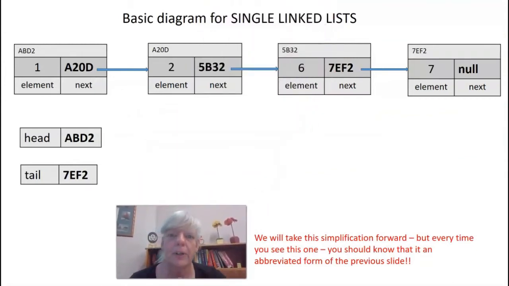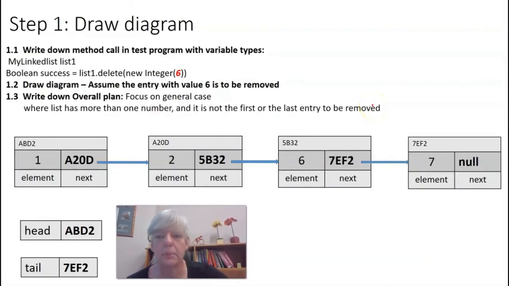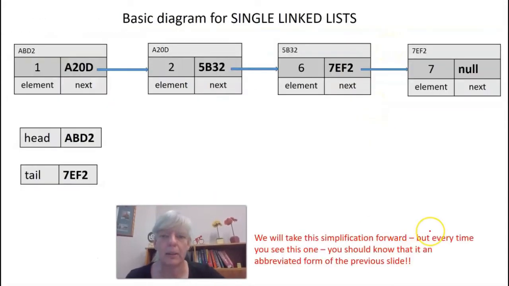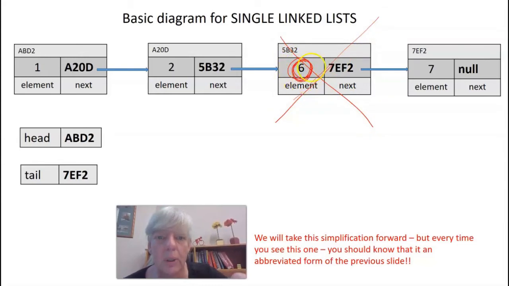Okay, let's move here. Now we are going to do it. Let's say I want to remove this element from the list. I want to remove it according to the value 6. I want to call delete, and I want to have in that a parameter 6. I want to delete it. What must happen for this to be deleted? Only one thing, actually. That's 7EF2.